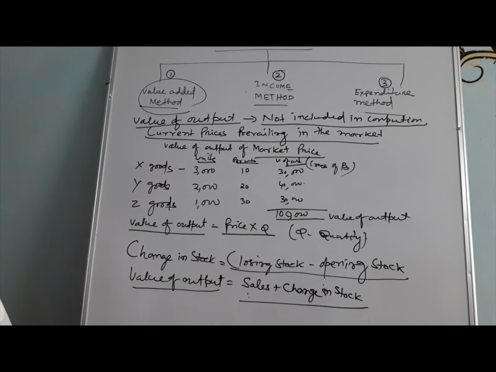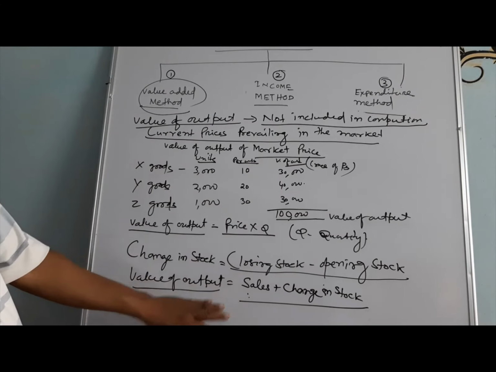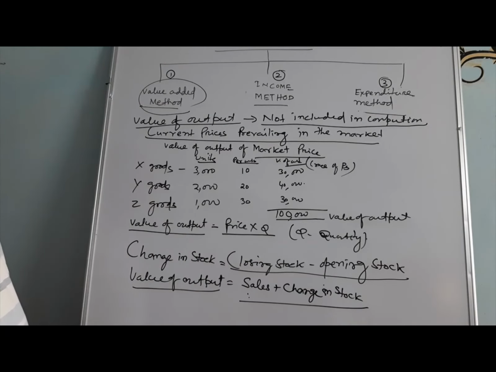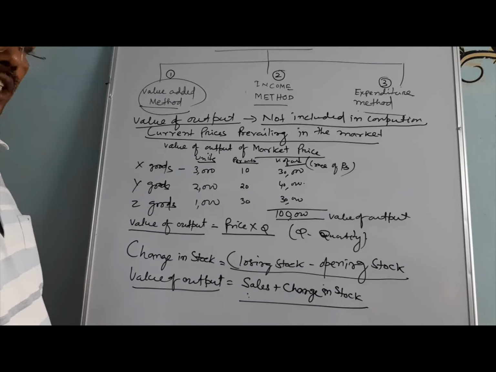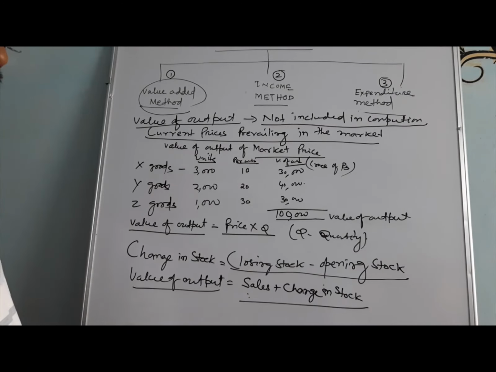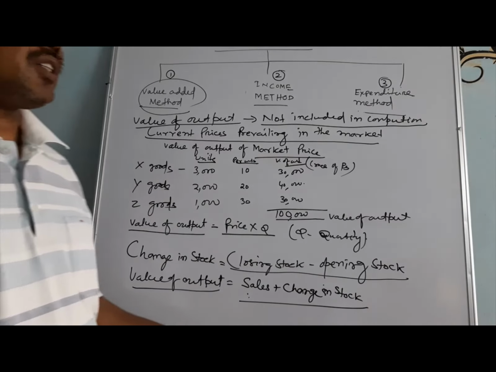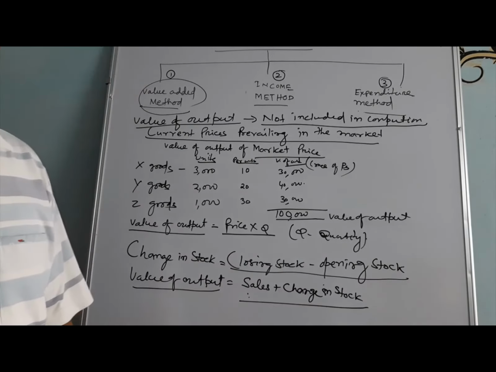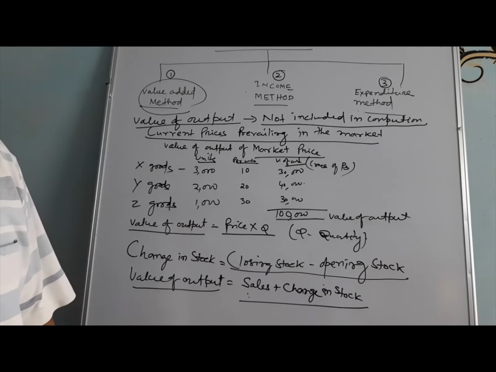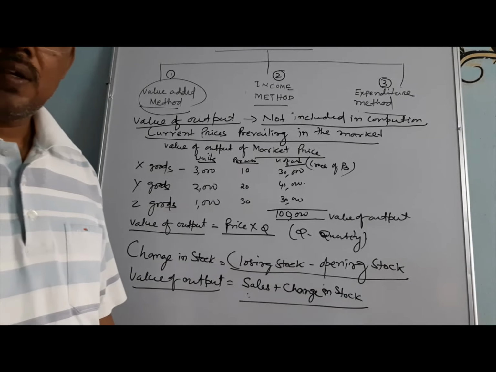After finding out the value of output, we have to find out the value added. So what is the value of output? We are using different factors, inputs, raw materials in the process of production. That is called the intermediate consumption. So whenever we deduct that intermediate consumption from the value of output, then we will get the value added.